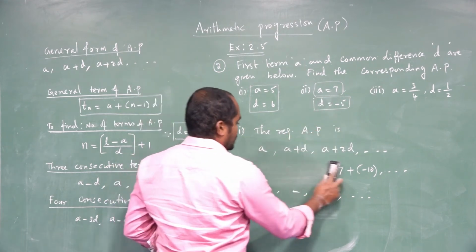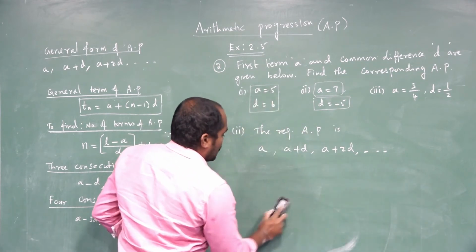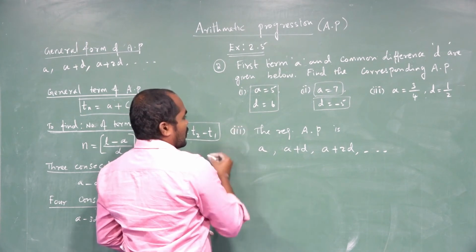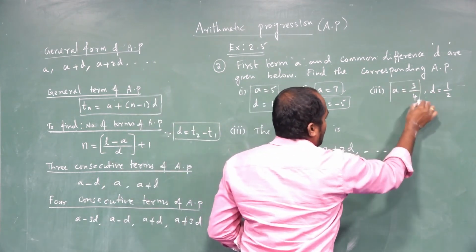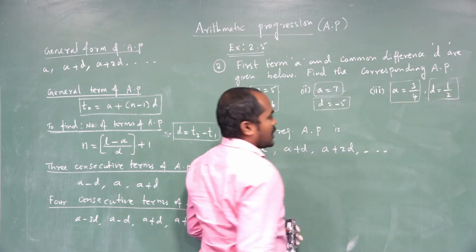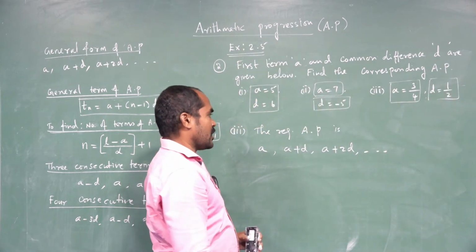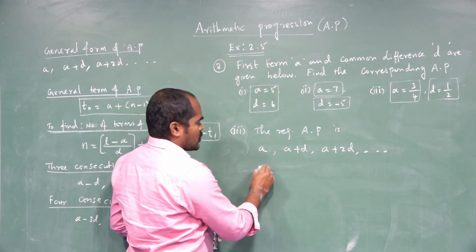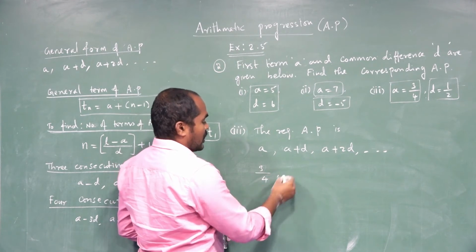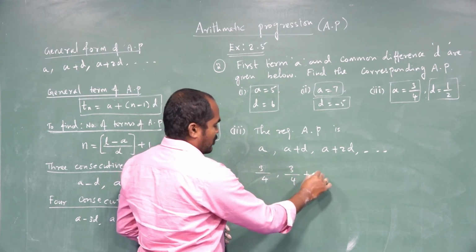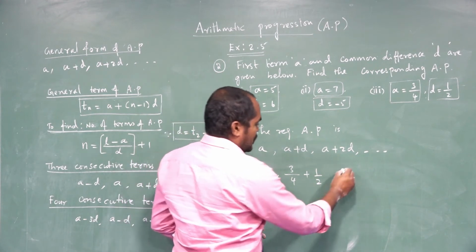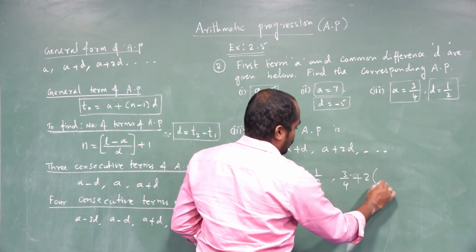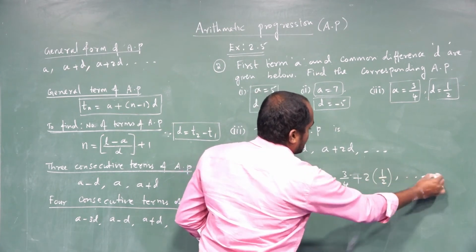And then the last one, the third one. A equal to 3 by 4 and D equal to 1 by 2. A equal to 3 by 4 and D equal to 1 by 2. So substitute here 3 by 4 and D value is 1 by 2. So 3 by 4, 3 by 4 plus 1 by 2, 3 by 4 plus 2 of 1 by 2, etc.